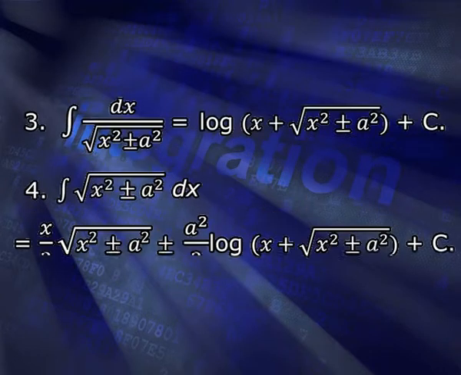Third, integration of dx by under root x square plus minus a square. So this is equal to log of x plus under root x square plus minus a square plus c. Fourth one, integration of under root x square plus minus a square dx is equal to x by 2 times under root x square plus minus a square plus minus a square by 2 times log of x plus under root x square plus minus a square plus c.